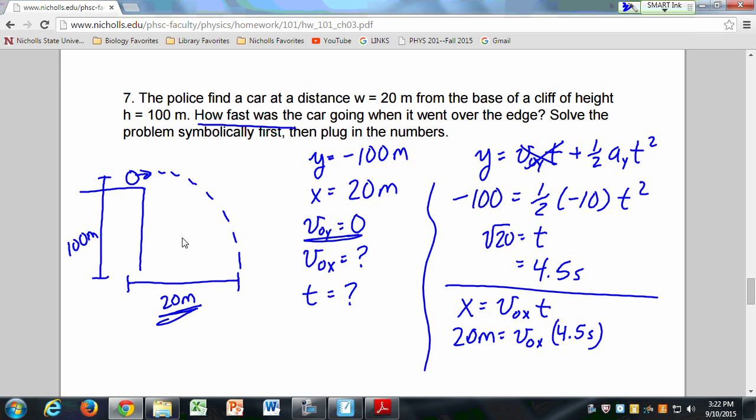So here, instead of finding the range, I'm working backwards from the range to find the velocity in the x direction. And so that's 20 over 4.5. That's 4.4 meters per second. And that's the answer.